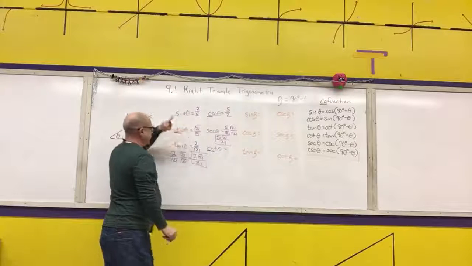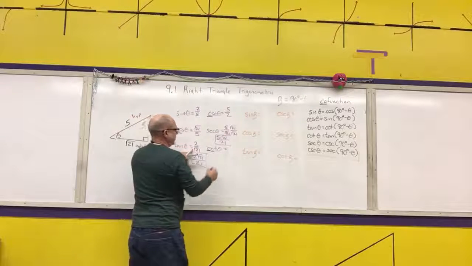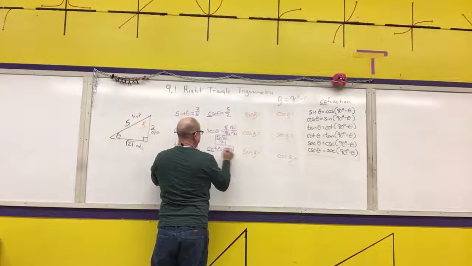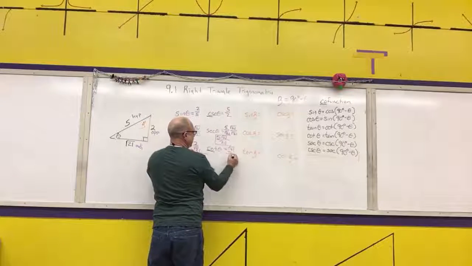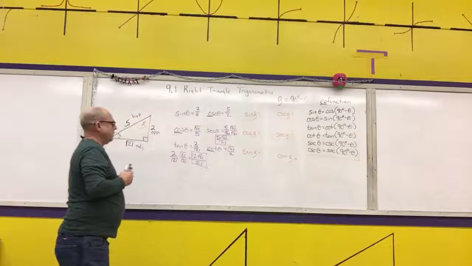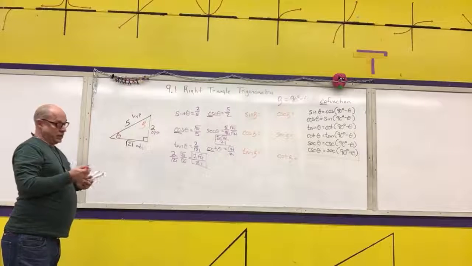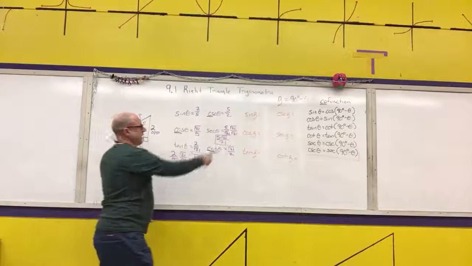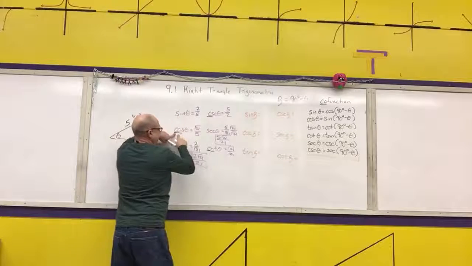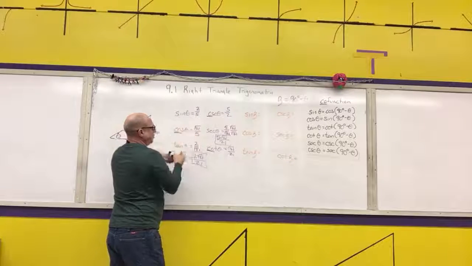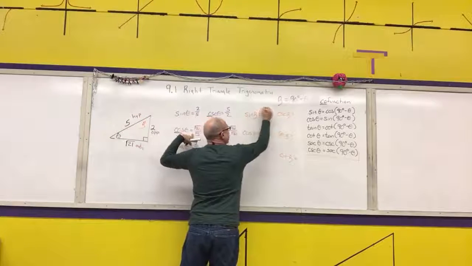And then the cotangent is the tangent flipped. So the reciprocal of 2 over root 21 is square root of 21 over 2. So now if I want to find out beta, I know the sine of beta is the cosine of its complement. So square root of 21 over 5.